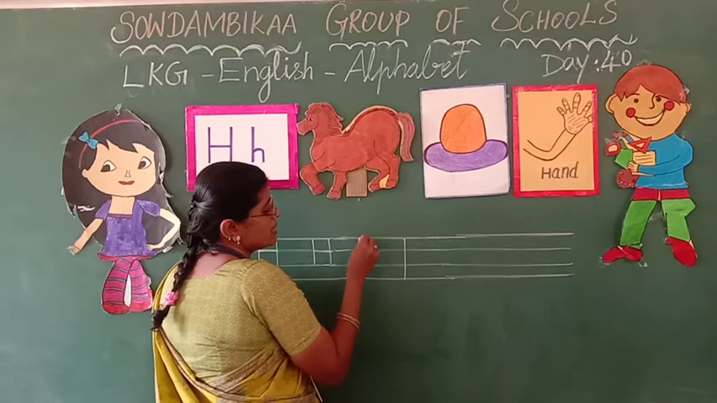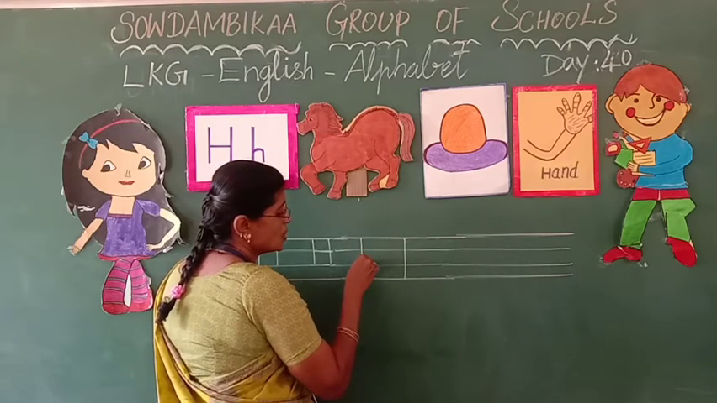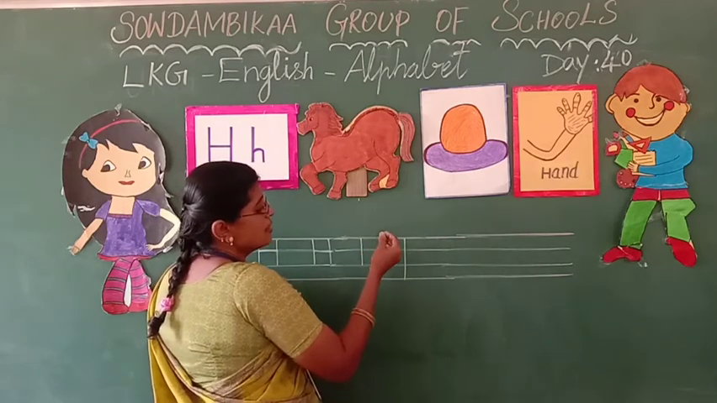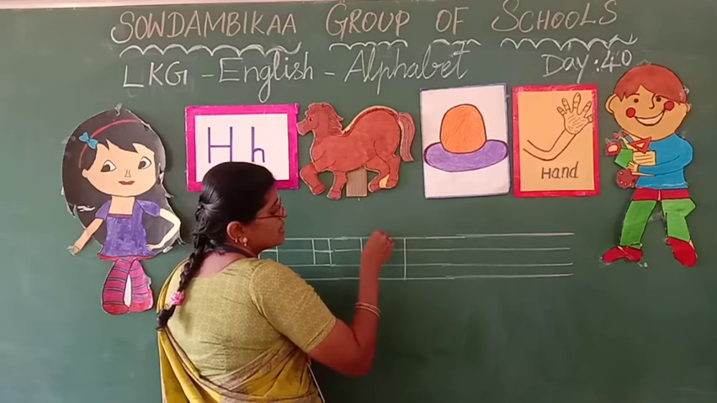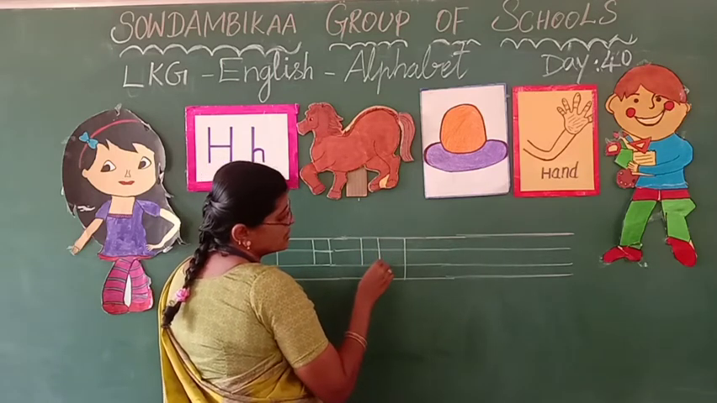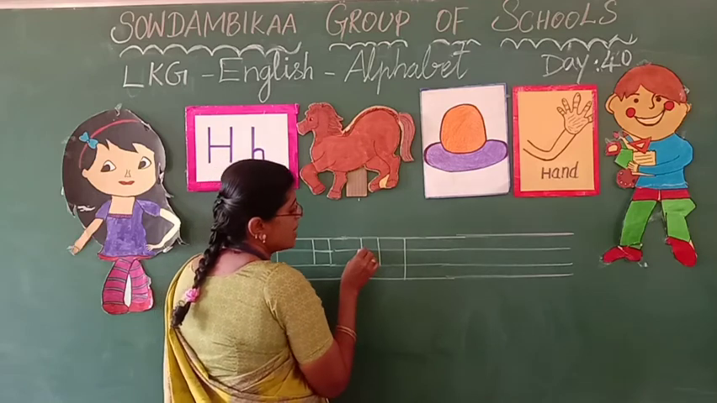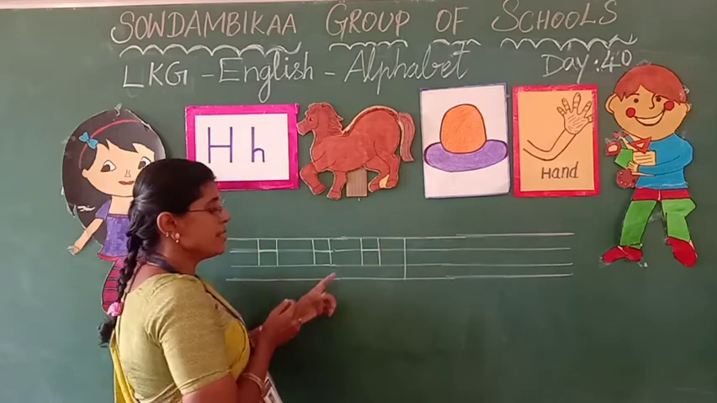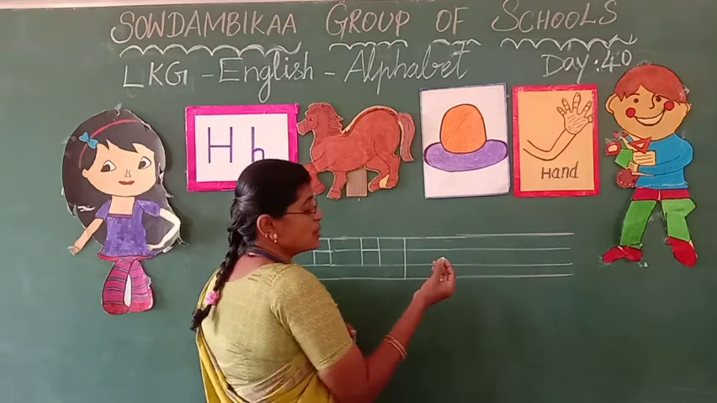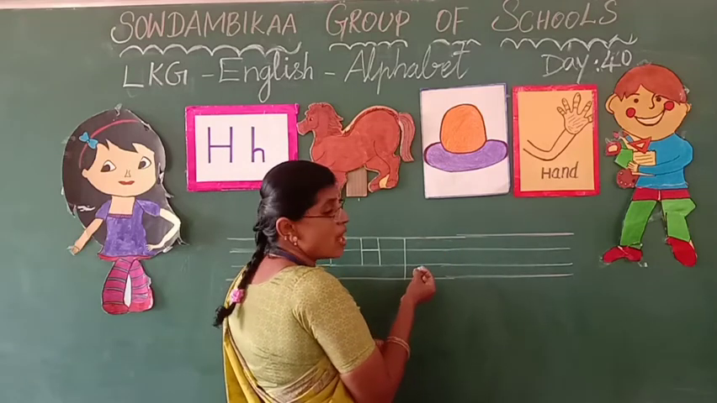Dear puppies, keep your pencil. Touch the first red line to third blue line, standing line. Another, first red line to third blue line, standing line. Second blue line, sleeping line. Capital H.